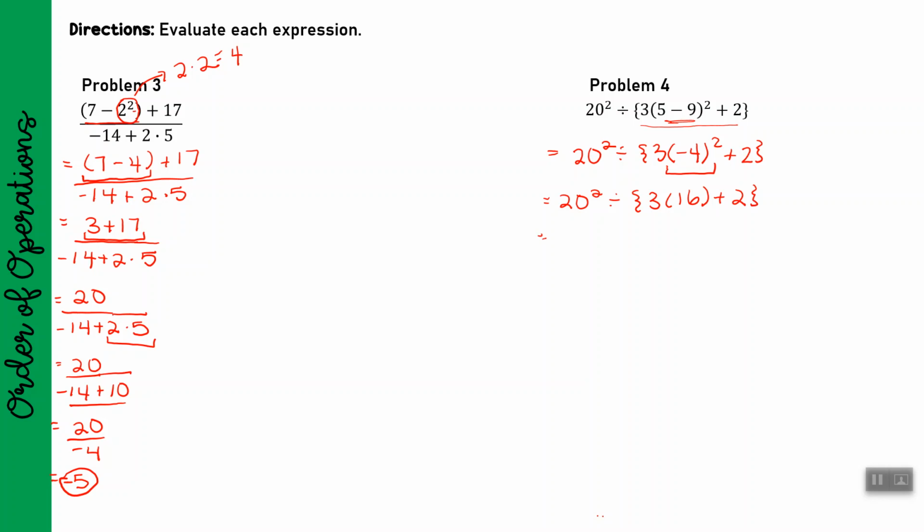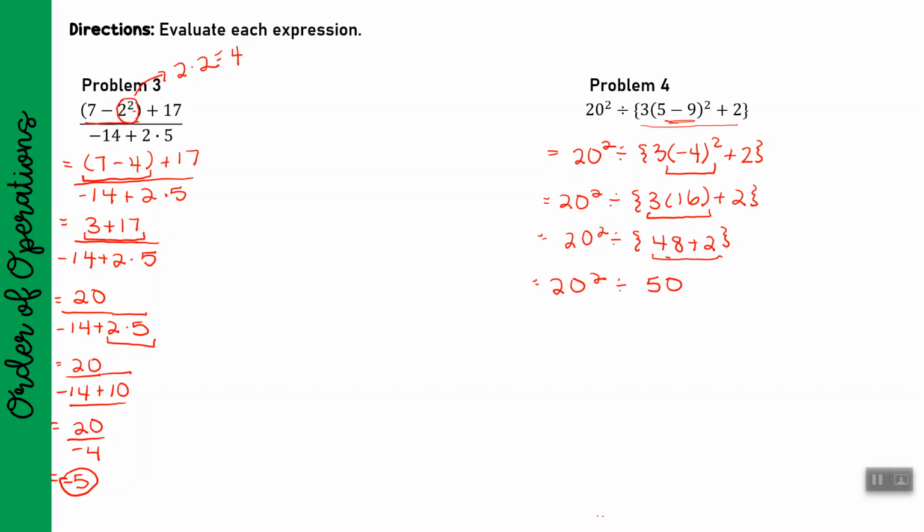Again, continuing within these braces, now I have multiplication and addition, so multiplication comes next. So 20 squared divided by 3 times 16 is 48 plus 2. Continue on, last step within these braces is 48 plus 2. So 20 squared, 48 plus 2 is 50. I can now drop those braces because I've evaluated everything inside of them.